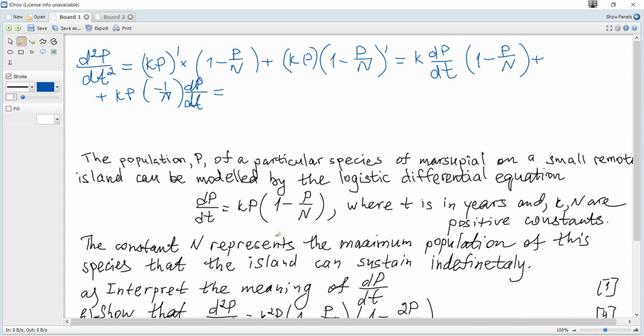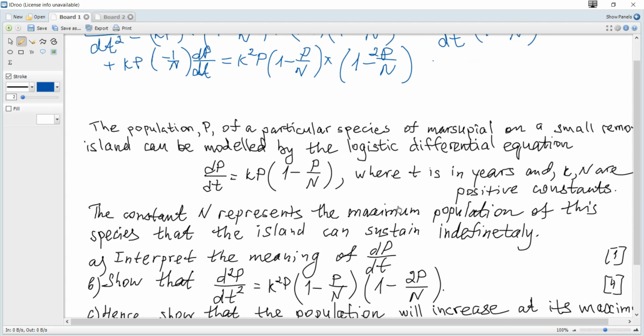We can see that there are common factors, and we can factor out K and dP/dt. And we can substitute this for dP/dt, and it becomes K P (1 minus P over N), multiplied by 1 minus P over N, minus P over N, which is just 1 minus 2P over N, as required.